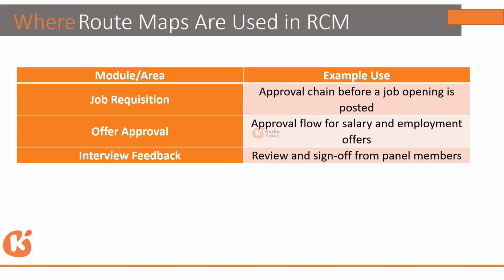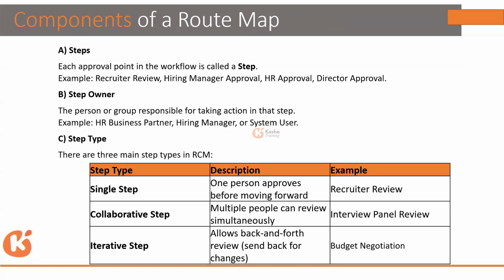So that is also very important. If there is anything they want to hold, they can check the salary and designation before giving the final approval. Then there is interview feedback. For interview feedback, you can also create a route map, which controls which interviewer has given what feedback and why. So these are the places where you can actually use a route map.